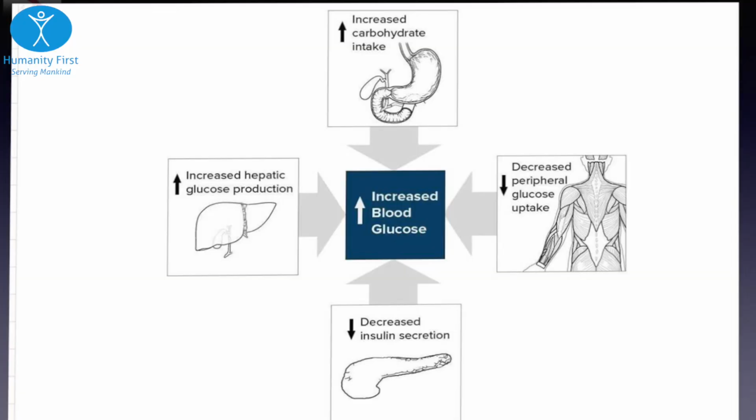So this is an illustrated slide which shows that there is increased blood glucose, which results from increased carbohydrate intake, increased hepatic glucose production, and decreased insulin secretion. Of course, if you keep on burdening your pancreas, which produces insulin, it results in decreased insulin secretion and decreased peripheral glucose uptake. This decreased peripheral glucose uptake, I would like to explain, is actually insulin resistance.